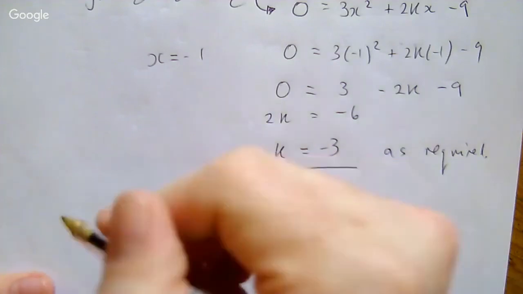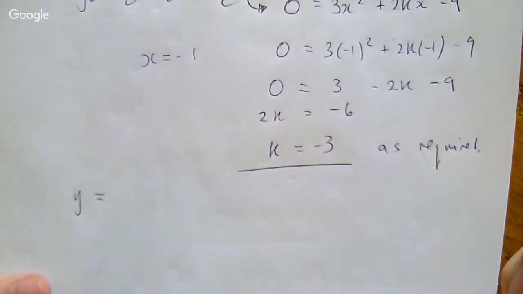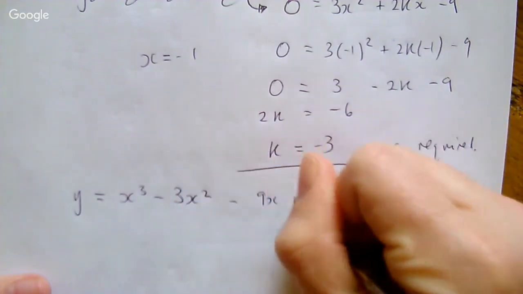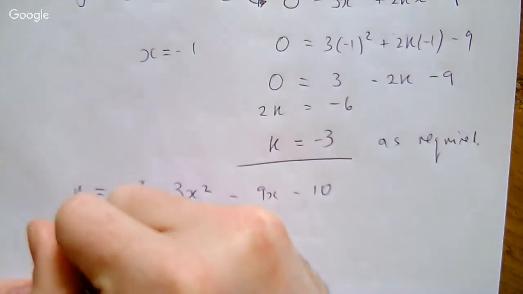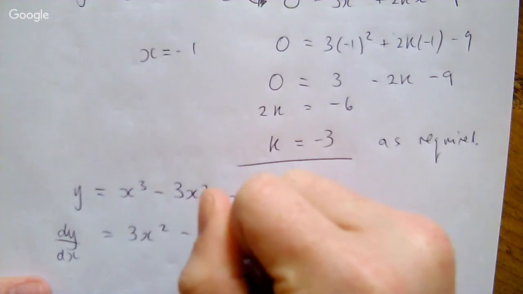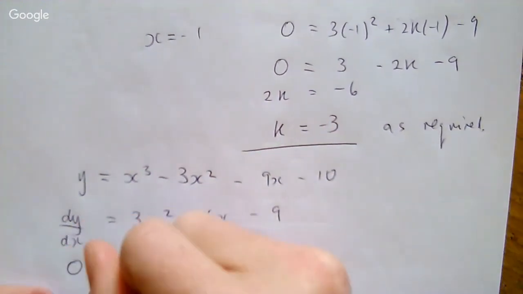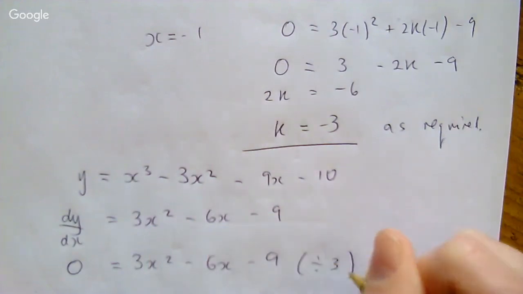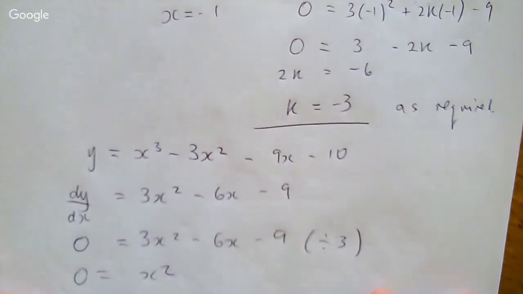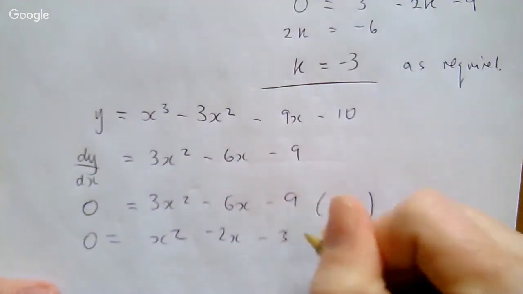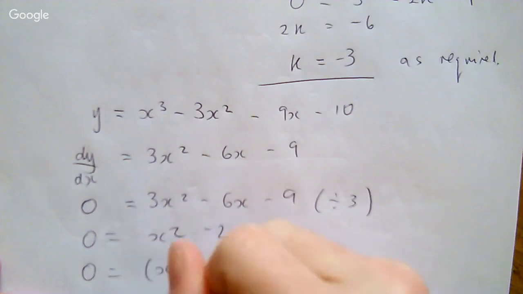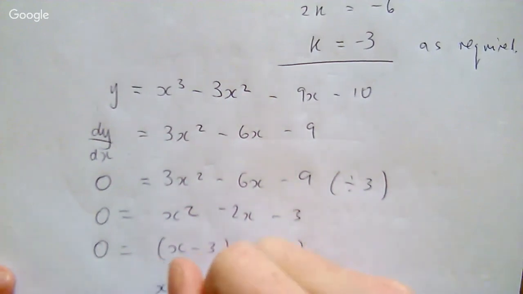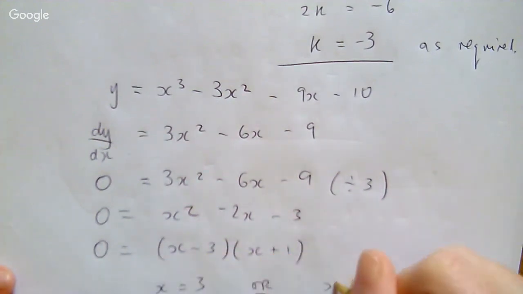So what I need to do now is rewrite out this original thing, but I can put in what k was. So it's x cubed minus 3x squared minus 9x minus 10. I'm now going to differentiate it and get 3x squared minus 6x minus 9. I can put that equal to 0 for stationary points. To make this easier, I'm going to divide it by 3. So you get x squared minus 2x minus 3. And then I'm going to factorize to get x minus 3 and then x plus 1. So that states that x equals 3, or x equals minus 1.